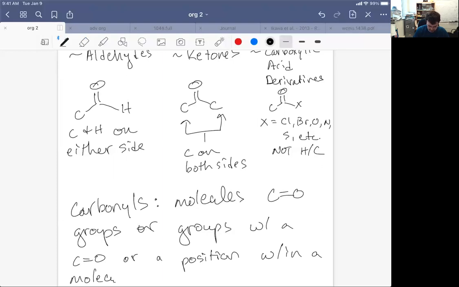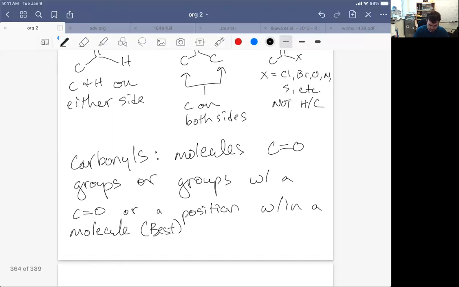And this is the best use of carbonyl, where we say we've got some big molecule. We say, here's the carbonyl. And I'm referring to this carbon-oxygen double bonded system, not the carbon that I'm pointing at. That carbon would be the carbonyl carbon. We'll get used to this as we go along.